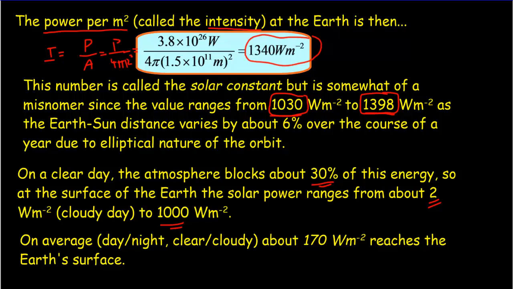Okay, so more energy is blocked by the atmosphere. And in fact, if we consider an average value where we're considering day and night, clear and cloudy, etc., the average value striking our piece of cardboard right at the surface of the Earth would be 170 watts per meter squared.